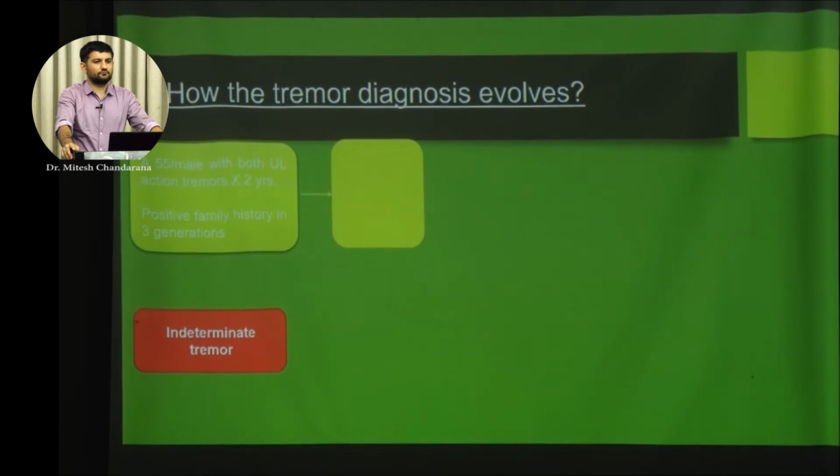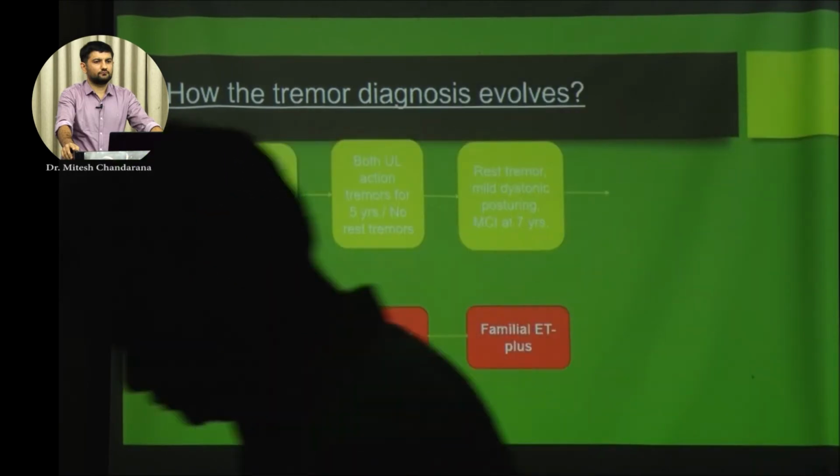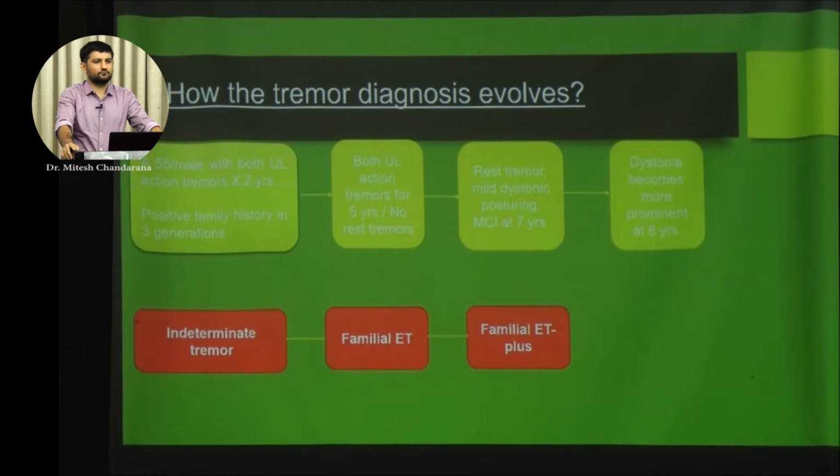Then both upper limb action tremors at 5 years, no rest tremors still. Now we can say it is ET, right? So we can say familial ET. At 7 years, rest tremors appear, with mild dystonic posturing and mild cognitive impairment. So what can we say now? ET plus. So it is familial ET plus. Then at 8 years, dystonia becomes more prominent. Now it is very obvious, so we have to say familial dystonic tremor.